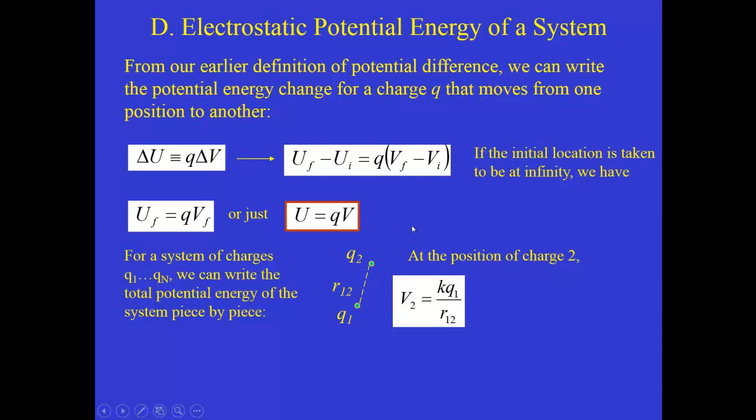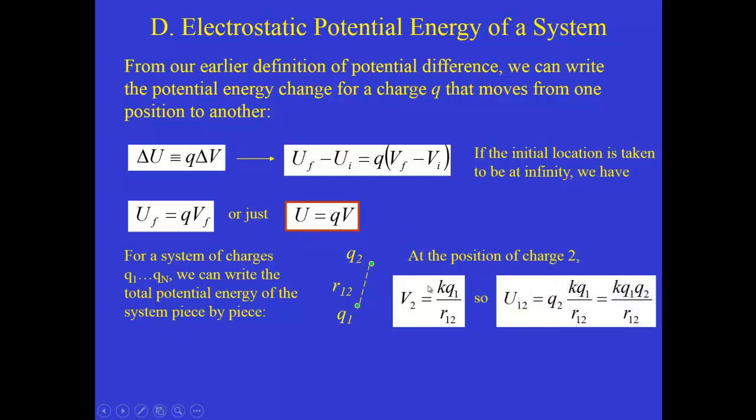Now we know that if charge Q2 is brought to that point, it now acquires a potential energy equal to Q times V. So what we will call U12, the potential energy associated with this pair, is just Q2 times the potential at the location of 2, and the result is K Q1 Q2 over R12. Looks a little like the expression for the Coulomb force, but note two things. First of all, potential energy is a scalar and not a vector, and secondly, the denominator term is to the first power and not the second power.